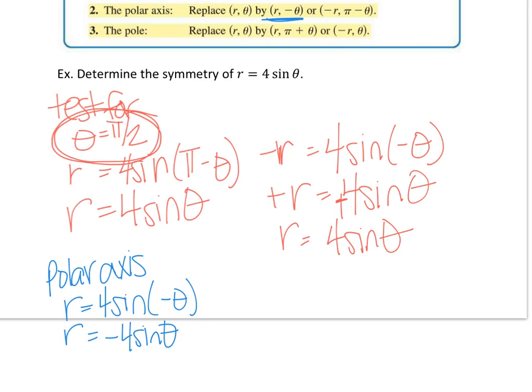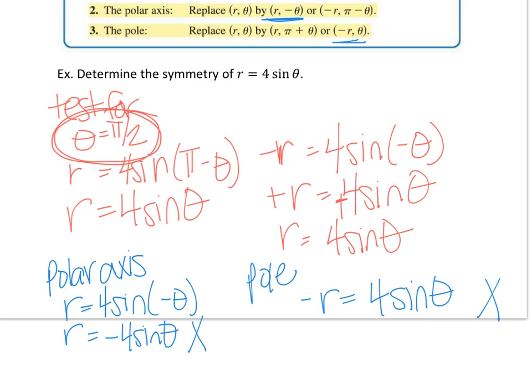And that is not the same as the original. So this would not have symmetry with the polar axis. If I try pole symmetry, replace r, theta by negative r, theta. So negative r equals 4 sine theta stays theta. That is still not the same as the original. So on this graph, it's only going to have theta equals pi over 2 symmetry.